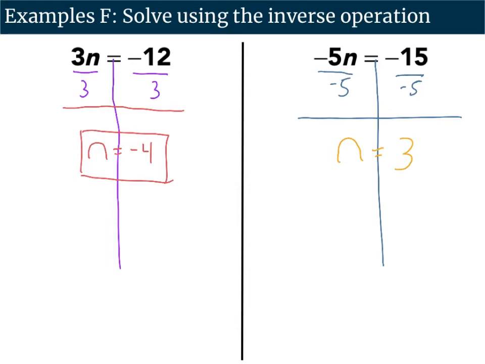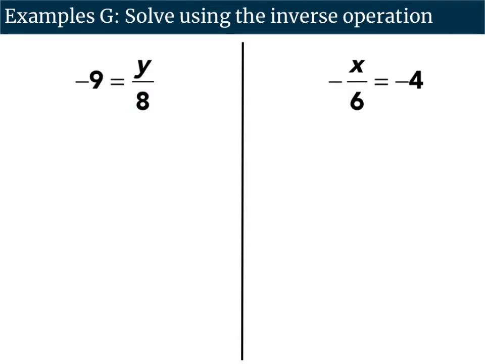And again, I can check that. Negative 5 times 3, does that equal negative 15? Yes, it does. So I know I've done my equation correctly. Now let's take a look at example G. Here we are in example G, and it says solve using the inverse operations.